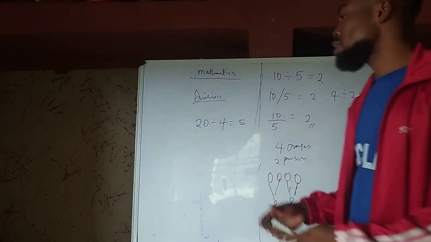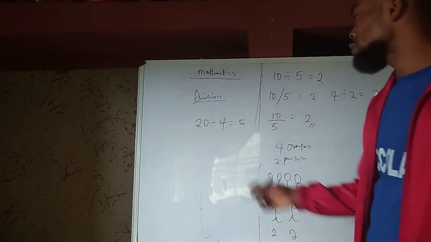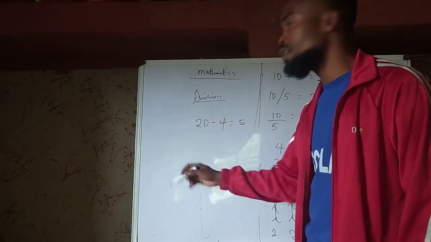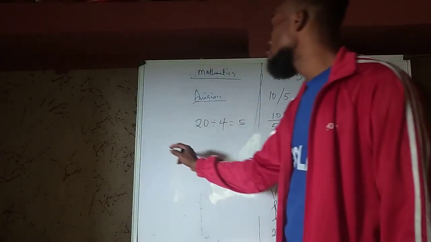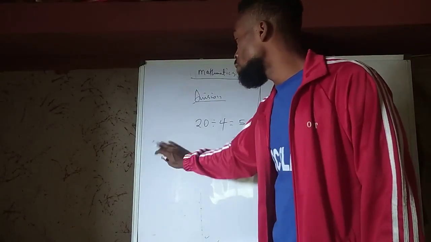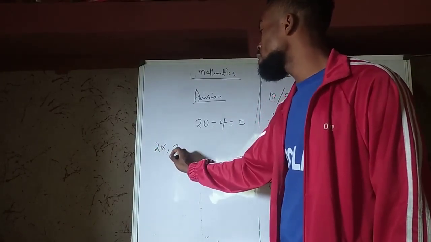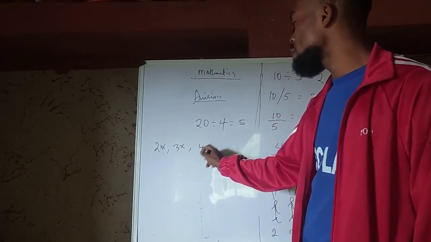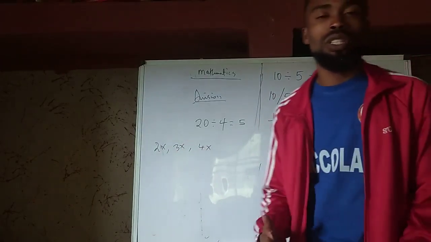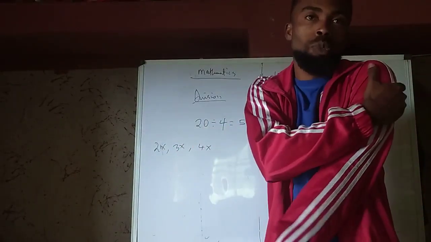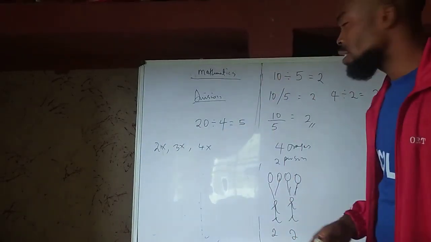I know this because I'm used to my multiplication table. From the multiplication table you can have it, and that's why I have advised that we should learn the multiplication table: the 2 times table, the 3 times table, the 4 times table, and all that, because multiplication and division are actually related.